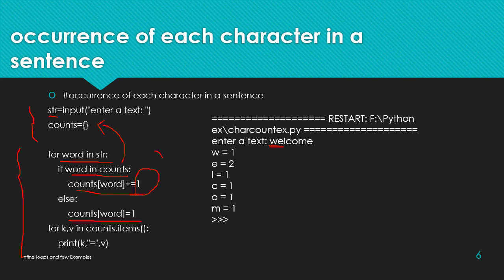Once this for loop gets executed, each and every character in the inputted string will have been traversed once and its count calculated and updated in the dictionary. At last, we are traversing the key value pairs in this dictionary and displaying the key and the value. So that is how we got this output. Again showing the use of a dictionary in Python.